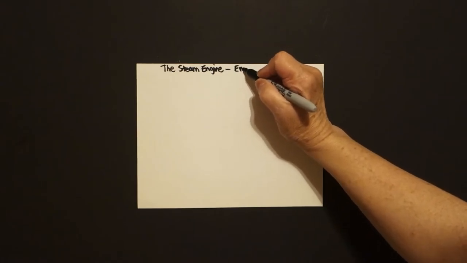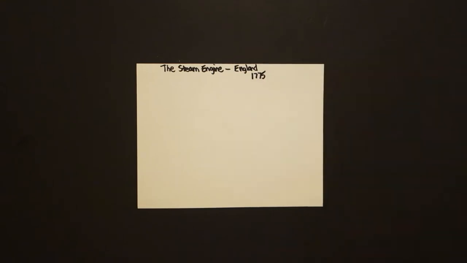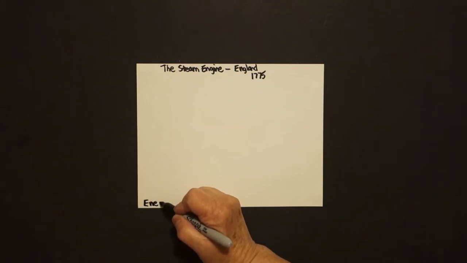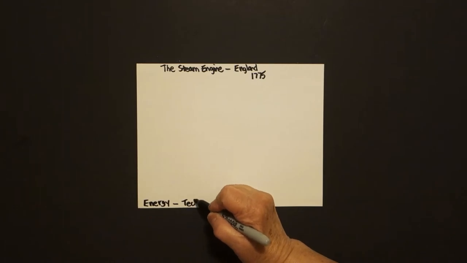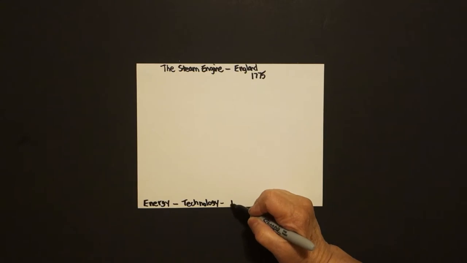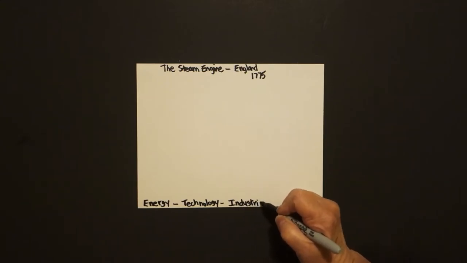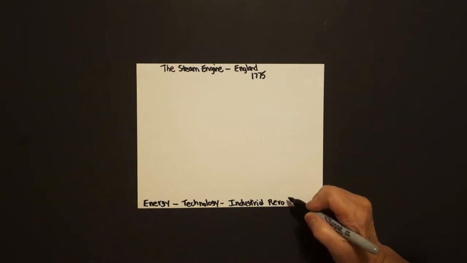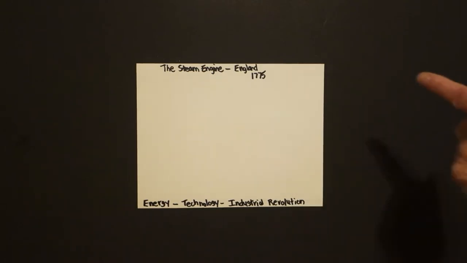In England in 1775. Why are we doing this? Because down here, this is the beginning of learning about energy, technology, and most importantly, the Industrial Revolution. And who was important in the development of the steam engine? The gentleman we're going to do right now.